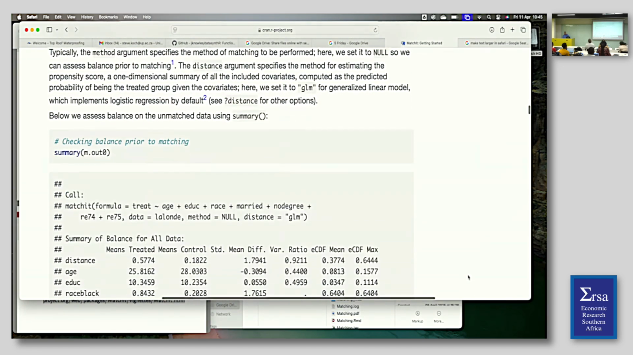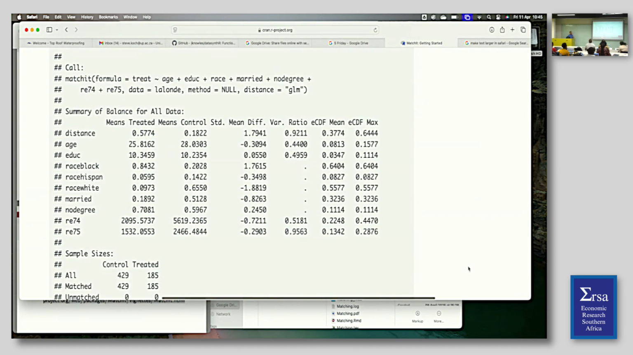And then it gives us the answer, right? So the mean distance treated 0.57, control 0.18. I've got the means treated, means control. Oh, standard mean difference. This is the difference itself divided by the standard deviation, which is a common way to think about it. So it basically just shows us at the end of the day that a lot of these variables are pretty different, right? And that's kind of what we want to get across here. So in the initial data, the treated individuals are fairly different from the untreated individuals.